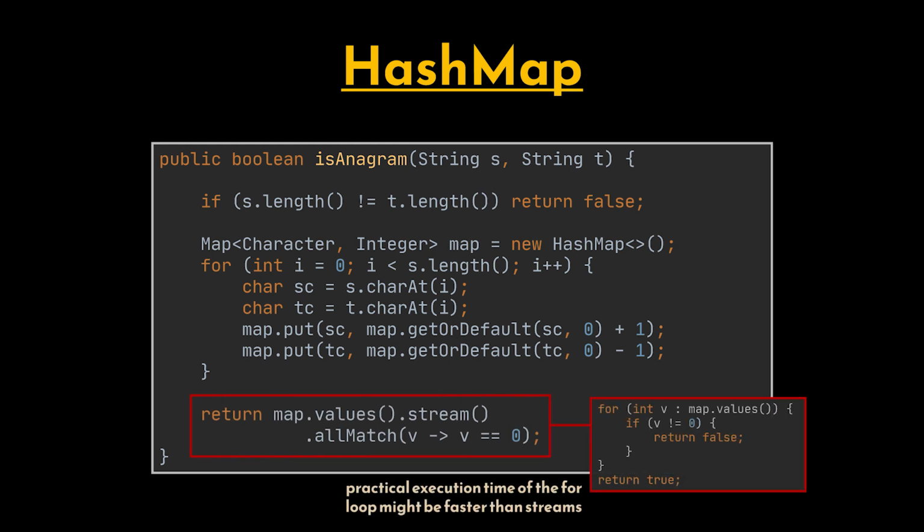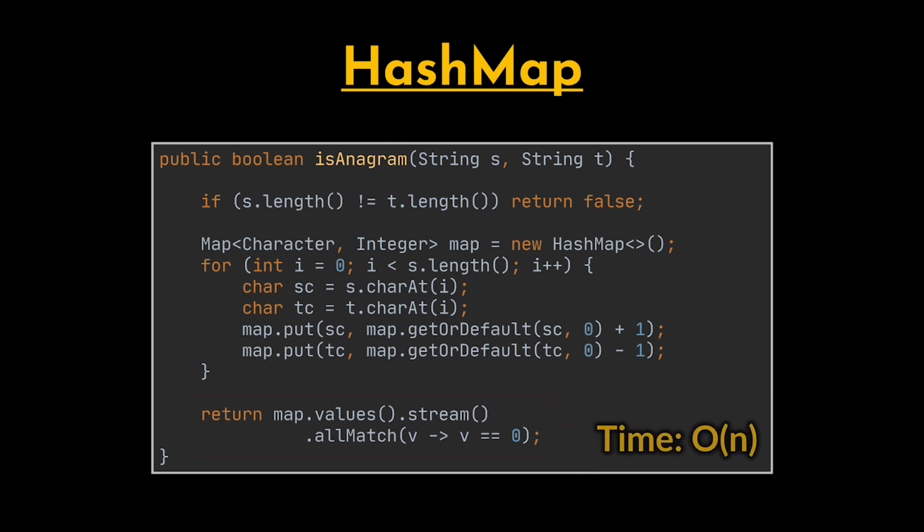This check can be done using streams or by iterating over the values of the map and ensuring they are equal to 0. This approach avoids sorting, bringing the time complexity down to O(n), which is much better for longer strings. Now, before we wrap up, let's take what we've learned about anagrams and apply it to a slightly different problem. Group anagrams.